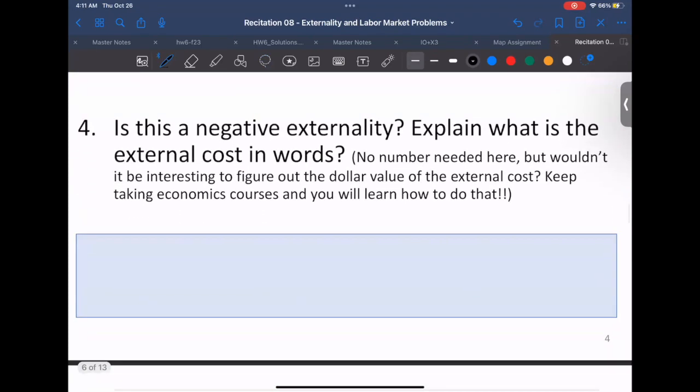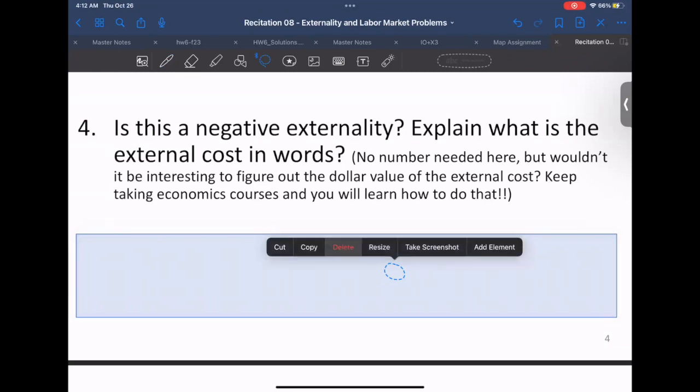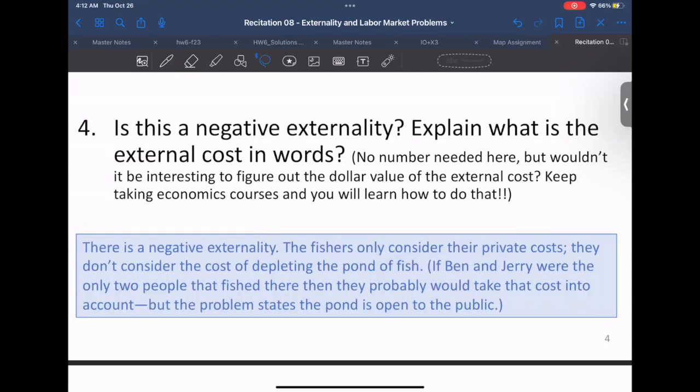So with that in mind, is this a negative externality? And explain what is the external cost in words. Because the pond is not going to have any fish left, it is undoubtedly going to be a negative externality. So the fishers in this case only consider their private costs, as we did when we set price equal to marginal cost, and they don't consider the cost of depleting the pond of fish.